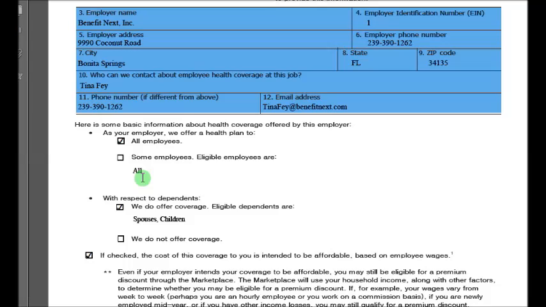Now we look at dependents. Are dependents offered coverage, and if so, what are their eligibility rules? Additionally, this section may indicate there is no dependent coverage. The next checkbox indicates whether or not the plan is affordable. Here's how healthcare reform's rules define affordability. If the employee's share of the premiums for the lowest cost self-only or employee-only plan does not exceed 9.5% of their salary, then the plan is affordable, and this box will be checked.